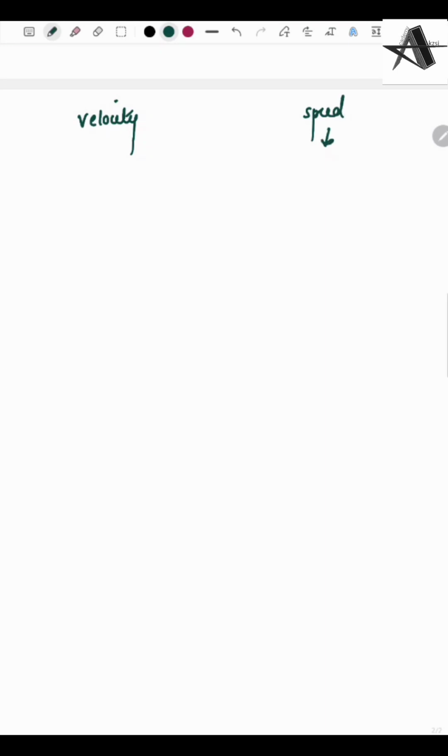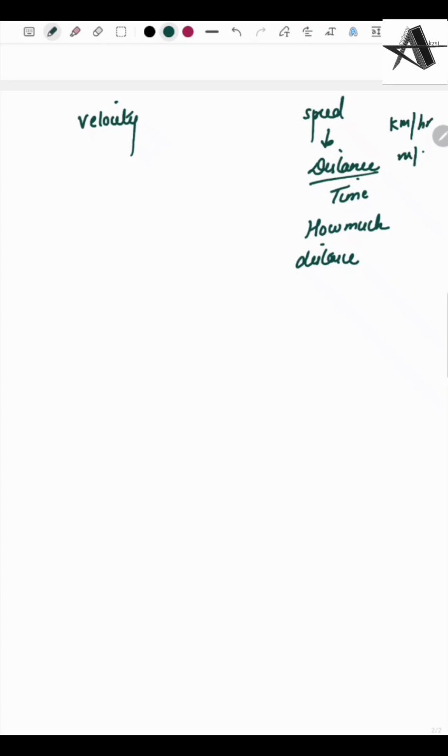So speed is definitely how fast you are moving or how slow you are moving. And simply, they are just asking you how much distance is covered in a particular interval of time. This is the reason the formula is distance over time. That means how much distance is covered per unit time. The units can be kilometer per hour, it can be meters per second.